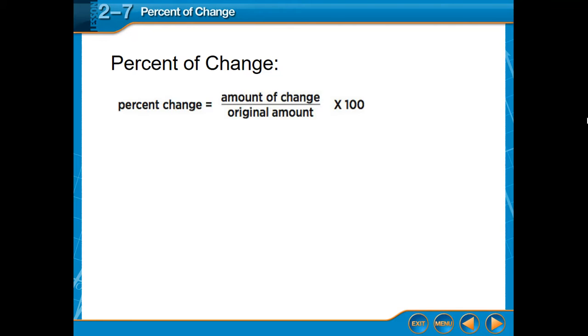Okay, so percent of change can be defined by this formula here. Percent of change equals the amount of change over the original amount times 100. So let's do an example so you can see what I'm talking about with this.